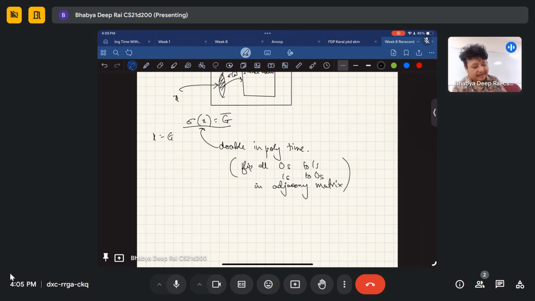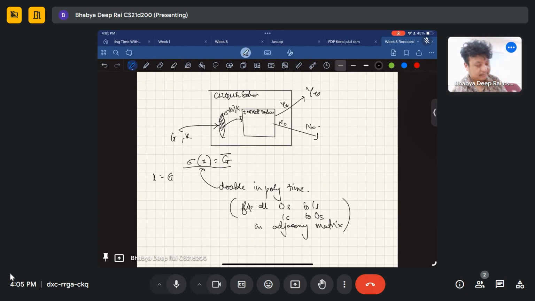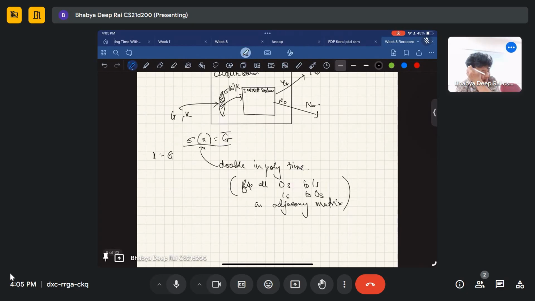Okay, and by the way, the independent set solver is run on G bar with k. If it says yes, then output yes. If it says no, then output no. And that's it.